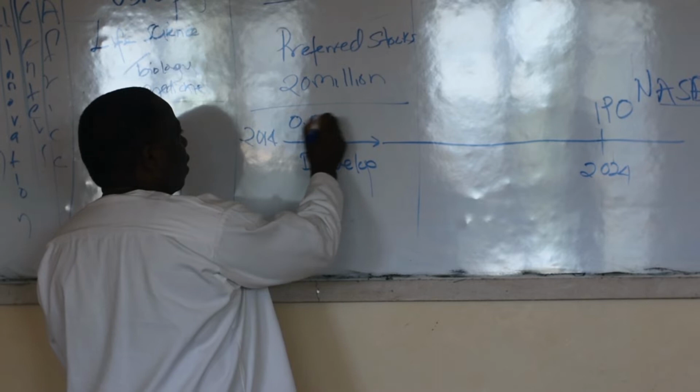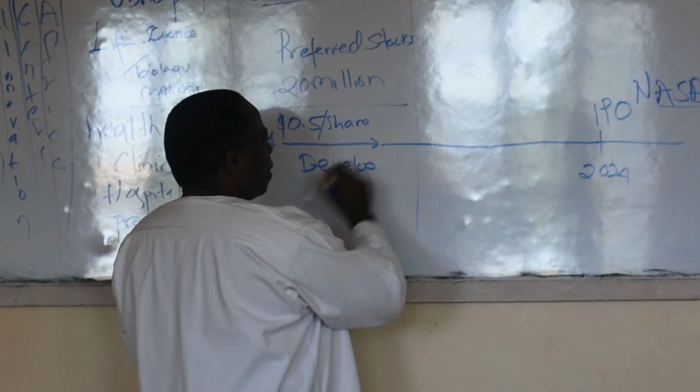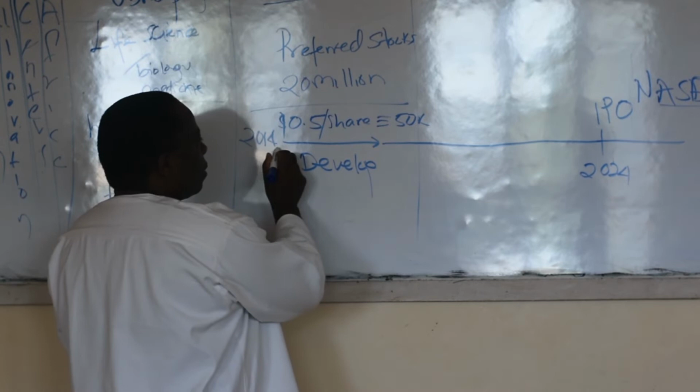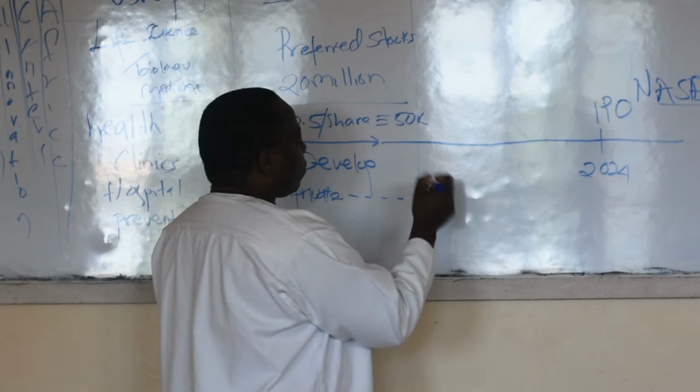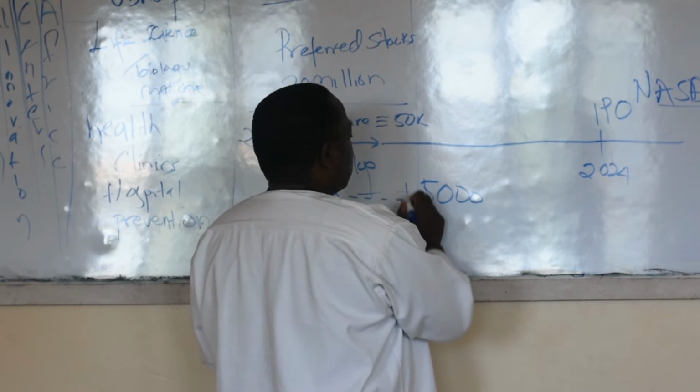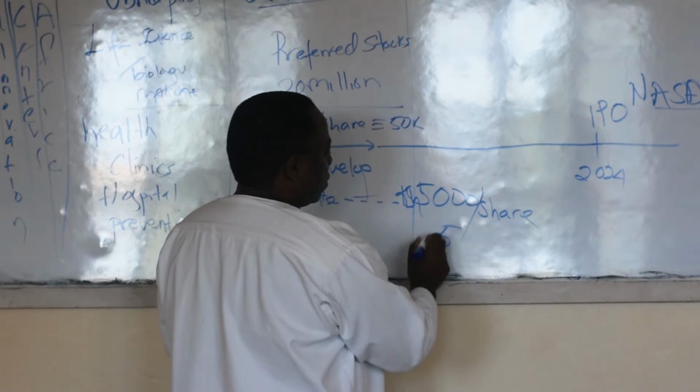And this $0.5 per share is equivalent to about 50 shillings per share. But since that time, people started buying shares, private investors bought shares. And as soon as they buy shares, we keep on developing new stuff. They have come to 5,000 shillings per share, which is $50. So our Eureka share today is $50.